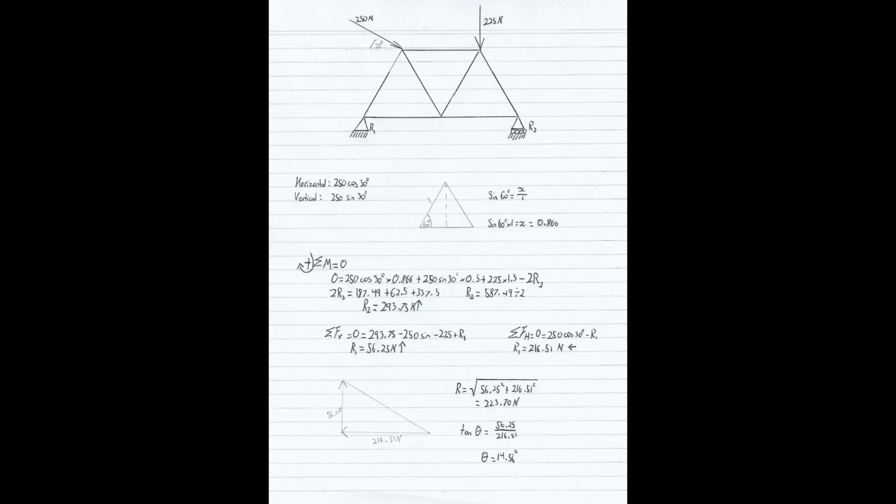Now we can see that we've calculated both reactions, with the reaction at the roller joint being 293.75 newtons directly vertical, and the reaction at reaction 1 being 223.7 newtons at an angle of 14.56 degrees. And this concludes today's introduction to basic truss analysis. Once you wrap your head around the basic rules, the process becomes second nature.